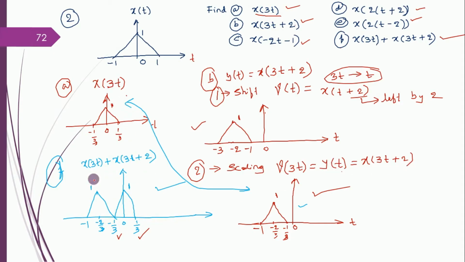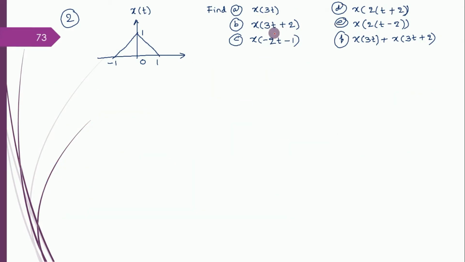And in the minus 1 to minus 1 by 3 range, only x of 3t plus 2 exists, where x of 3t does not exist, hence I am taking that signal and placing it here. So this is x of 3t plus x of 3t plus 2. We have to perform C, D and E.